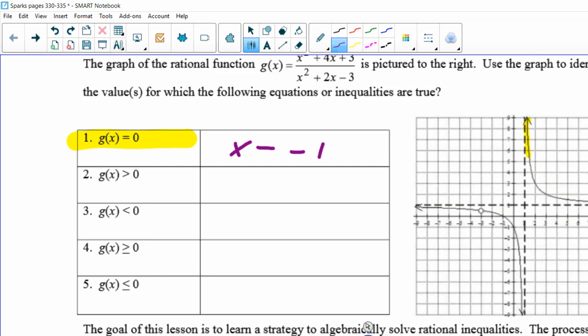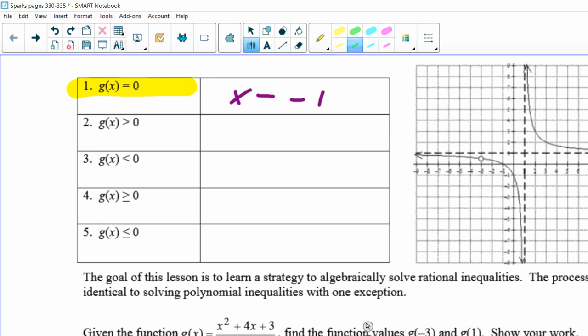What about question 3? Question 4? No, we're on 3, aren't we? Graphically, what does 3 mean? Below the x-axis. Which happens where? Negative 1 to 1. What about the ends?